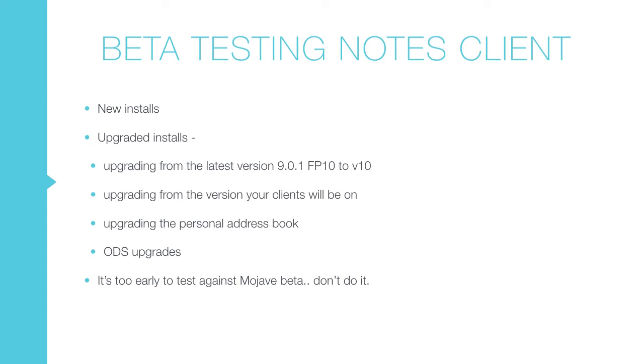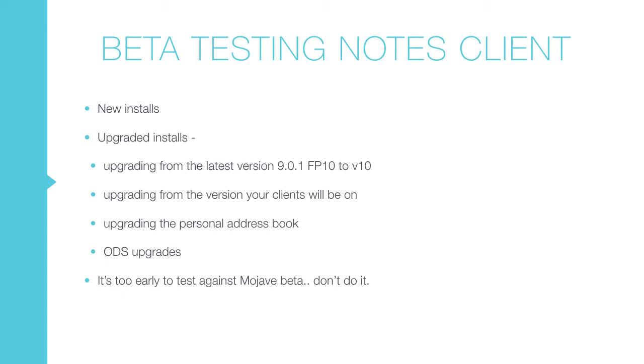HCL have said if you're on 9.0.1 Perfect10 client, they should offer a seamless upgrade straight to version 10 via a push from the server. That's something you're going to want to test, but a lot of your clients might not be on Perfect10. So consider testing upgrading your clients from the version they will be on. And that includes upgrading the personal address book design and ODS upgrades.